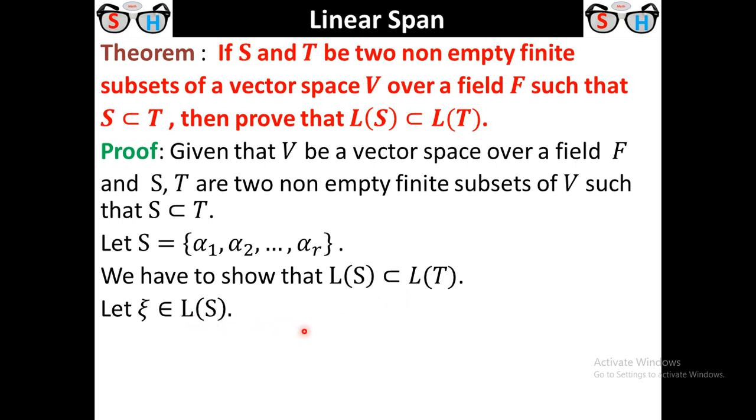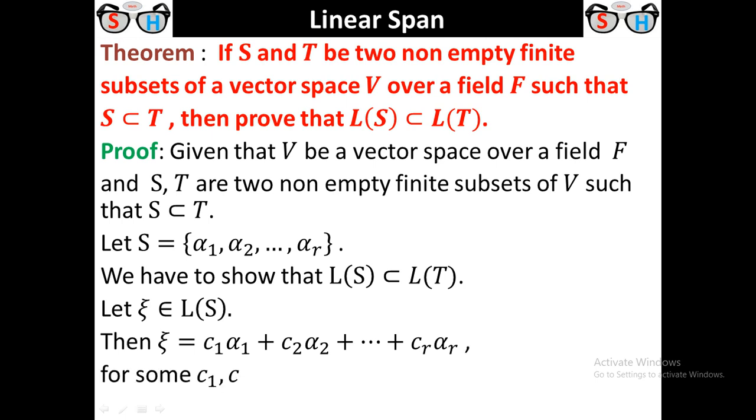If you show that xi is also an element in L of T, then we can conclude that L of S is a subset of L of T. However, since xi is in L of S, xi can be expressed as a linear combination of the vectors in S. So xi equals C1 alpha 1 plus C2 alpha 2 plus dot dot C r alpha r, where C1, C2, C r are scalars.